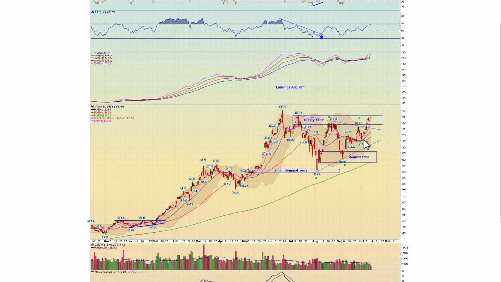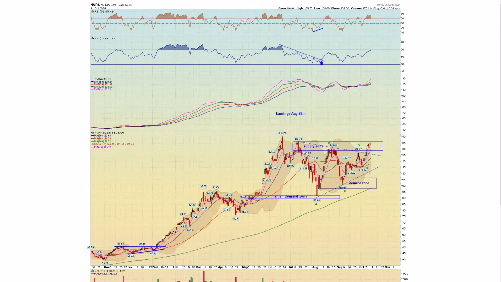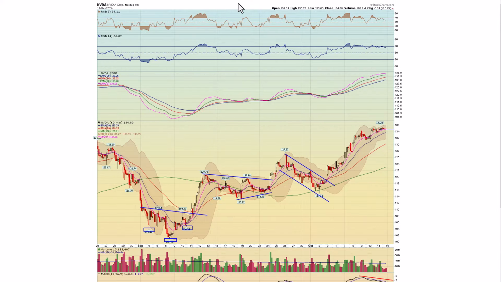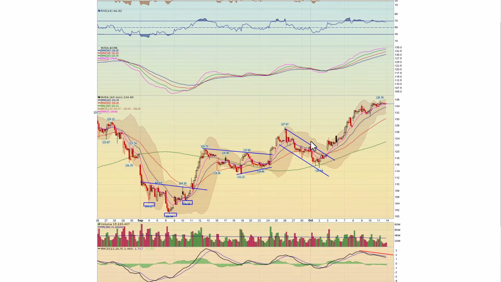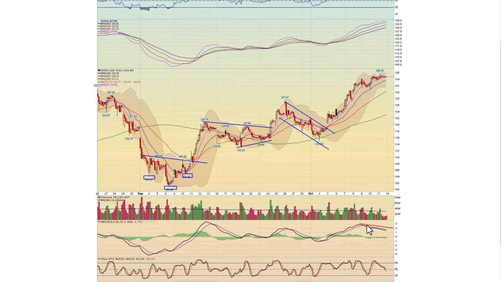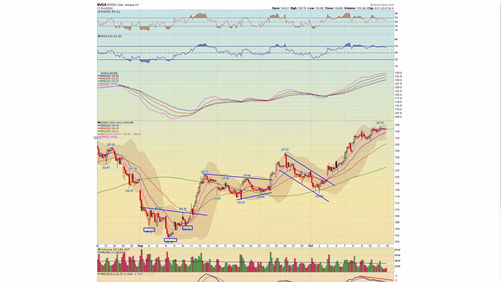Now it's still in a little supply zone here, right at the top of it. So that still is resistance for now. Otherwise, the highs aren't too far away from there. And chart number 7, here's a 60-minute chart. You can see how this has been playing out. There's a little MACD divergence here just to be aware of. Again, we'll see how this works out early this week.